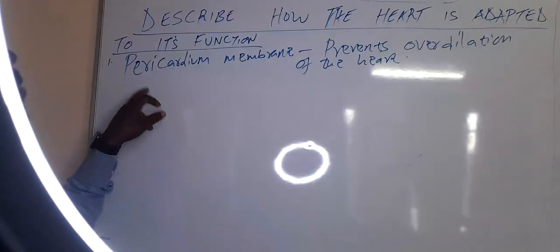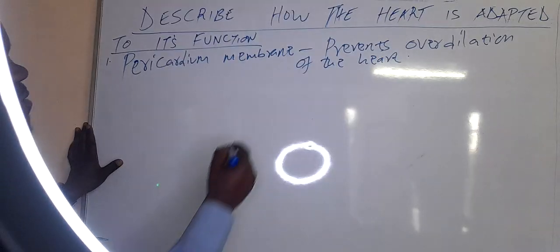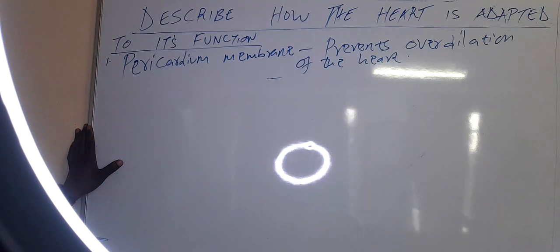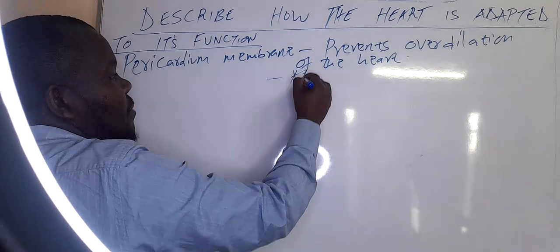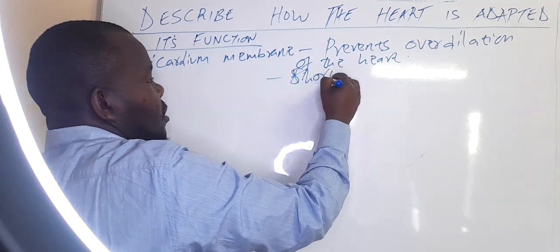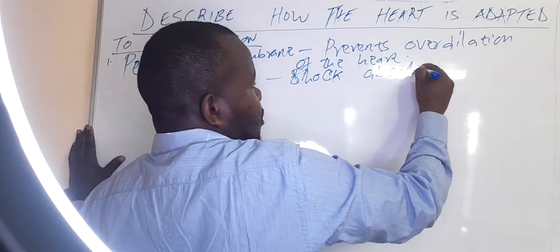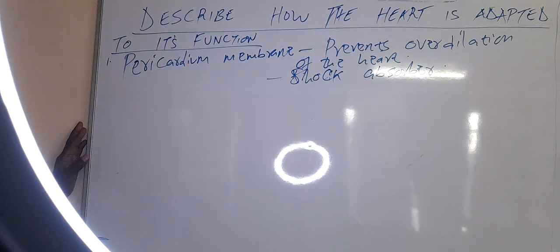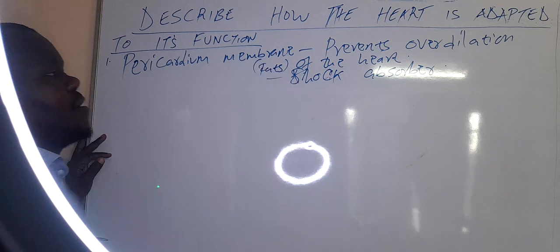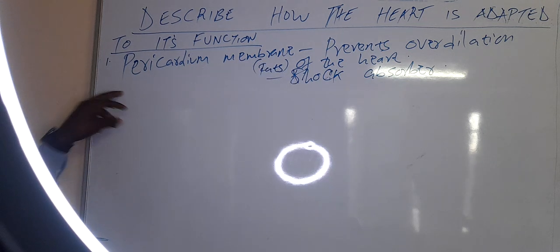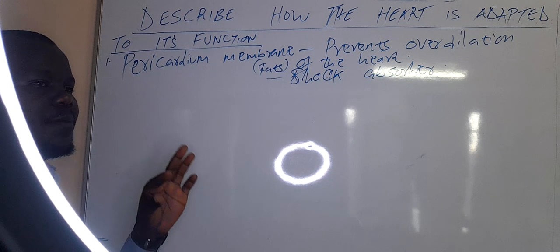Then again, the pericardium membrane has some fats. And what will be the role of those fats? They will do the role of shock absorption. It will be shock absorption because of the presence of what? Fats.